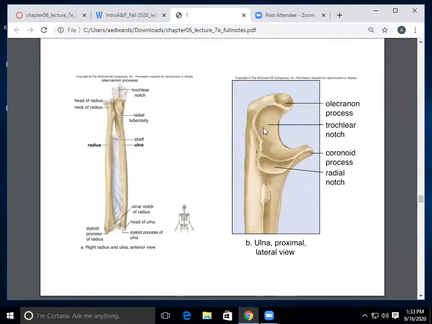Okay, good view. This part of the ulna, you have this big C. The C has a trochlear notch in it. This big bump at the top is called the olecranon process. The bottom part of the C is the coronoid process. This little notch here is the radial notch because it touches the radius. But you can see here how the radius and ulna sit together.